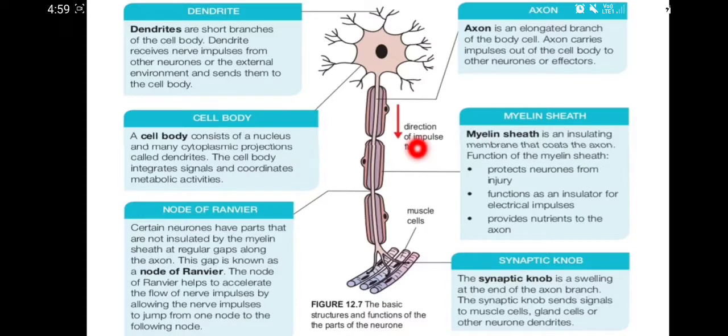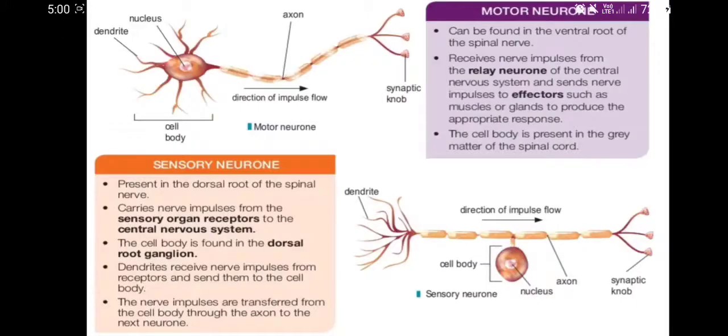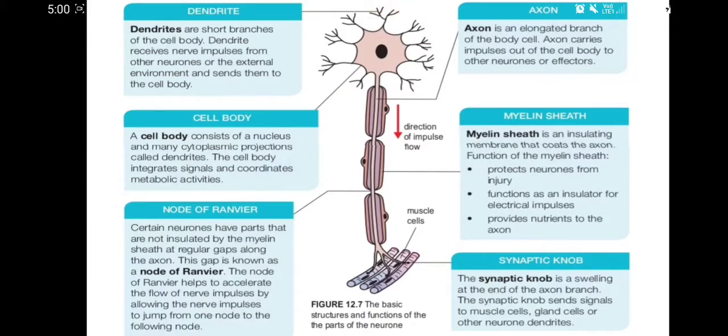So, this is a neuron. This is the cell body. The cell body has dendrites here, short branches, and then this is the nucleus, and this one is the axon covered with myelin sheath. And then here the node of Ranvier, and here the synaptic knob. So we go one by one. The first one, this one is the cell body. The cell body consists of the nucleus and many cytoplasmic projections called dendrites. So this is the dendrite. The cell body integrates signals and coordinates metabolic activities.